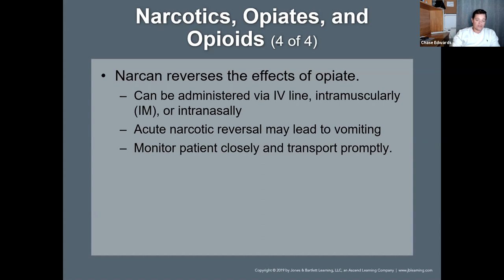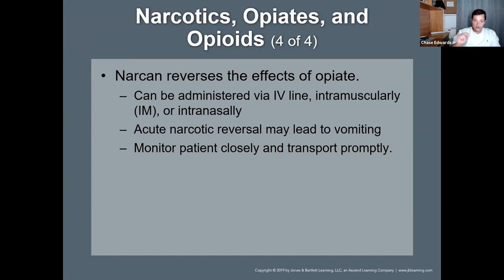One thing, one smart-ass move that paramedics used to do all the time is they would wait till they got to the hospital and then load the patient down with Narcan. Then the patient would be really mad at them or throw up all over the hospital, which is a terrible way to build rapport with your ER. So acute narcotic reversal may lead to vomiting and aspiration of that, like I was saying.